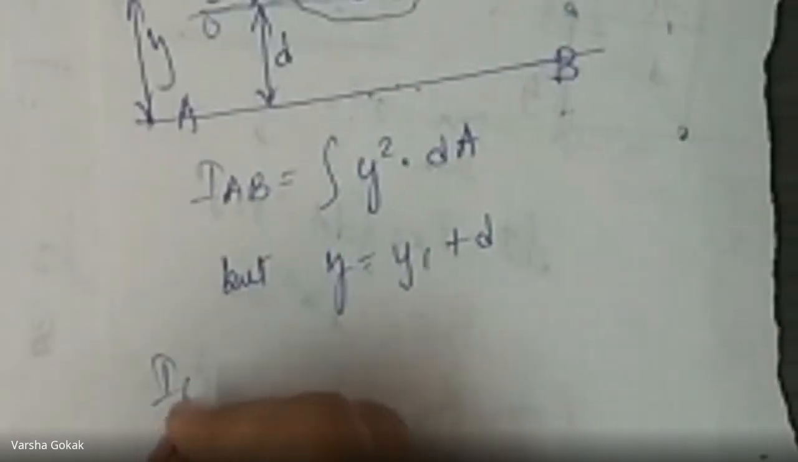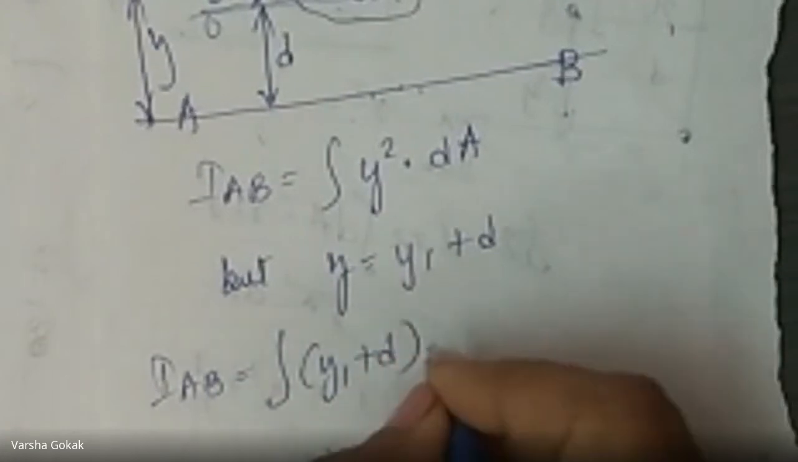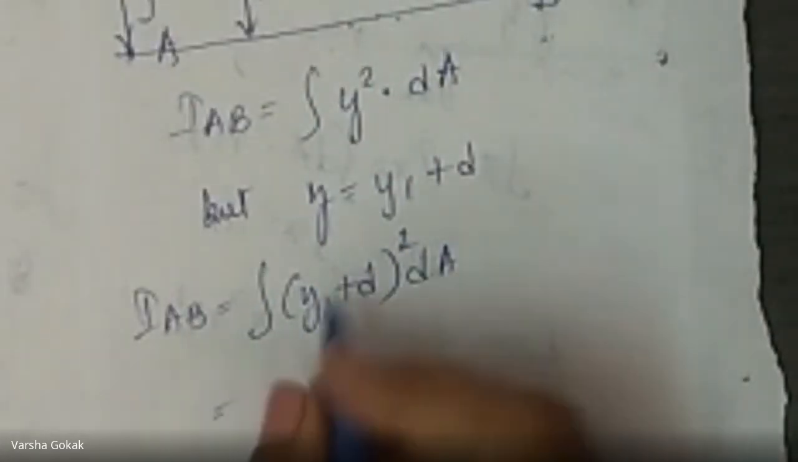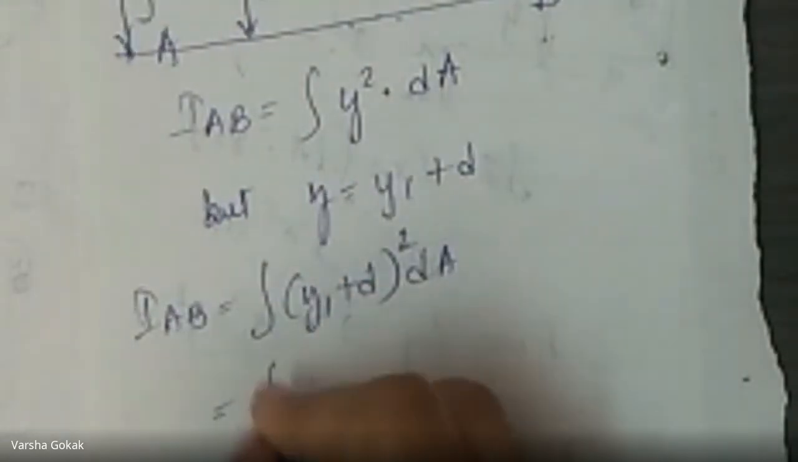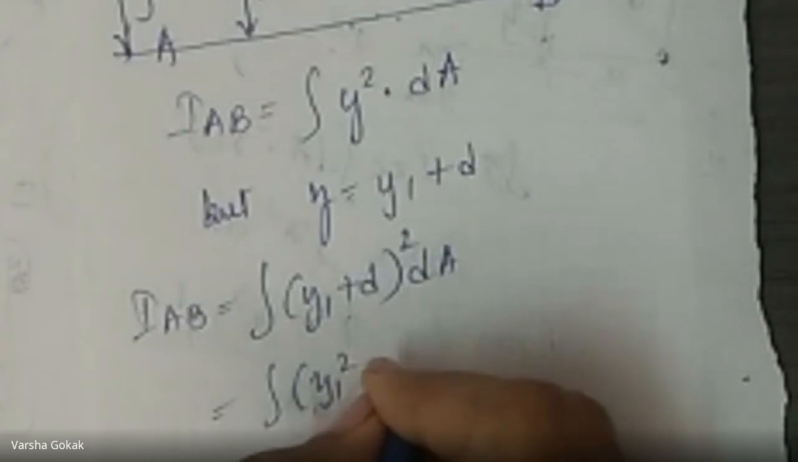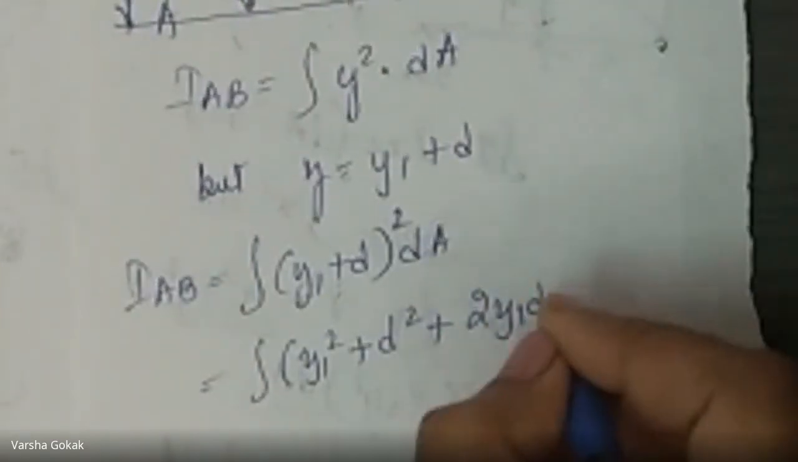Substitute for that. So IAB now becomes integration of y1 plus d, the whole square, into dA. A plus b the whole square open, it is a square plus b square plus 2ab. So integration of y1 square plus d square plus 2 y1 into d into dA. Am I right? So I open the brackets. Now once we open this, each of it we will separate it and open it up with the dA.